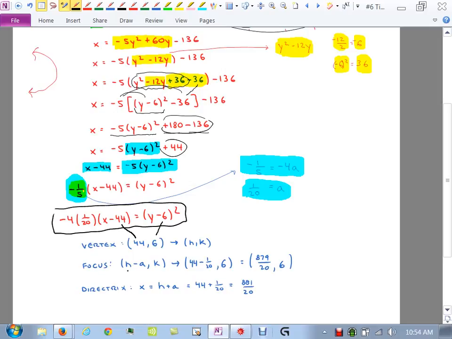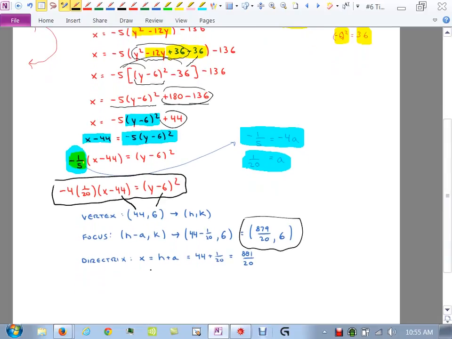The focus is h minus a. And remember, I know what a is. A is 1 over 20. So I take the 44, I subtract 1/20. That gives me 879 over 20. So I have to get a common denominator to do that. And then my k is just 6, so I just leave it. So that's my focus. And then my directrix is just x equals h plus a this time. So 44 plus 1/20, and then again, common denominator, and you get this.